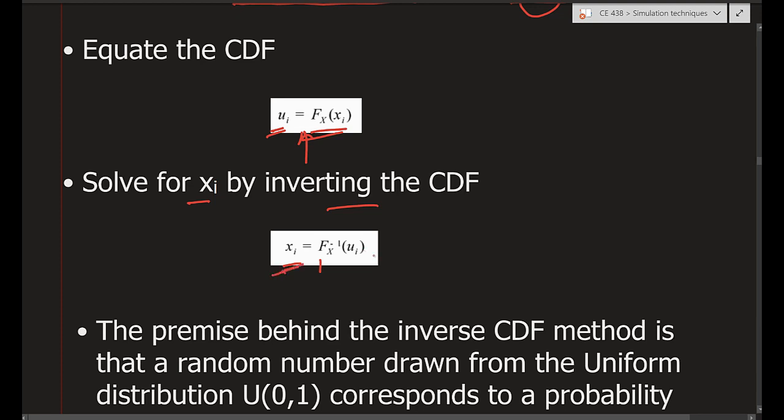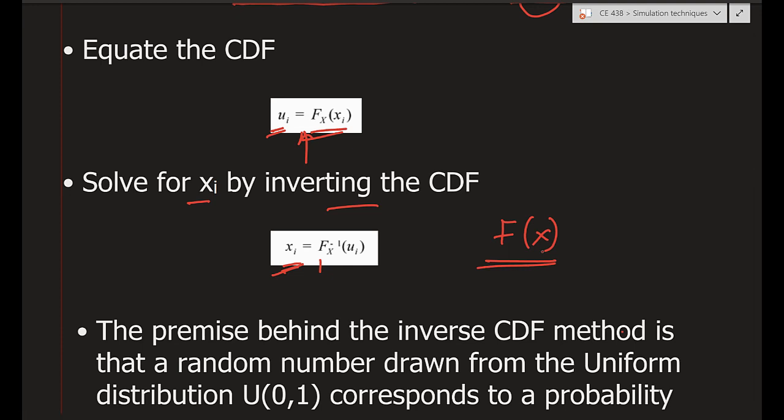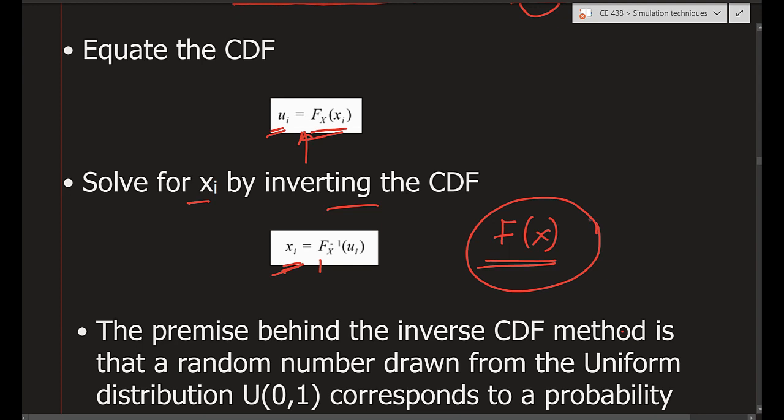If you have an analytical formula for Fx, if you remember, for some distributions we derived the expression for the CDF. In some cases we are not able to derive it, and in those cases we have the tables. Once I know the CDF expression, I can invert this function and correspondingly the xi value can be obtained.